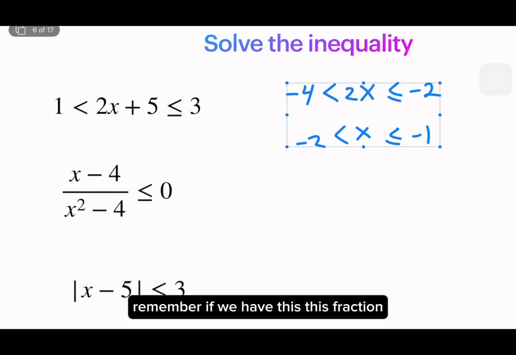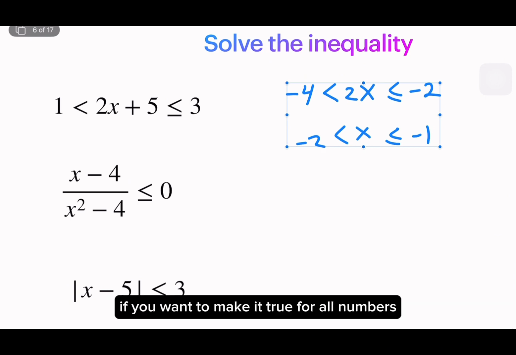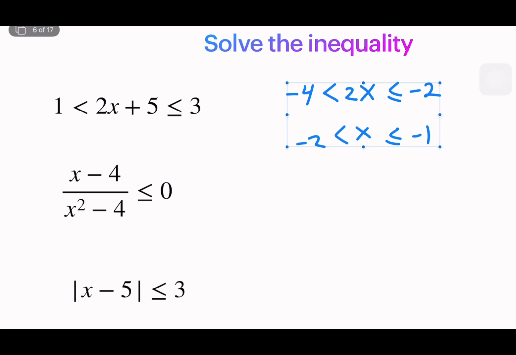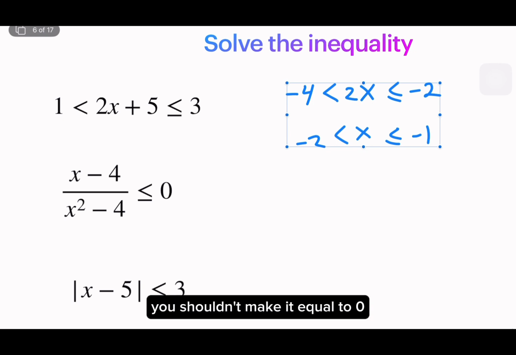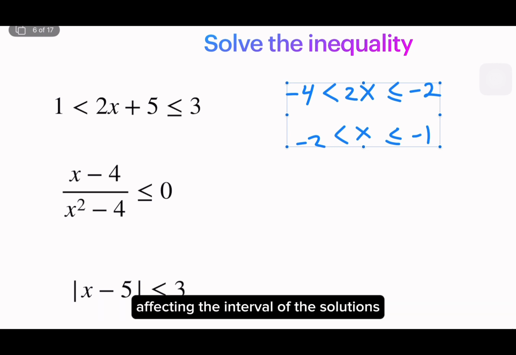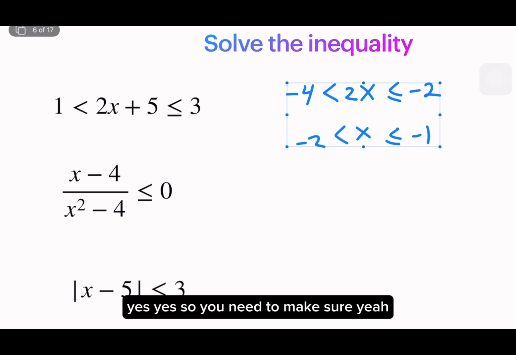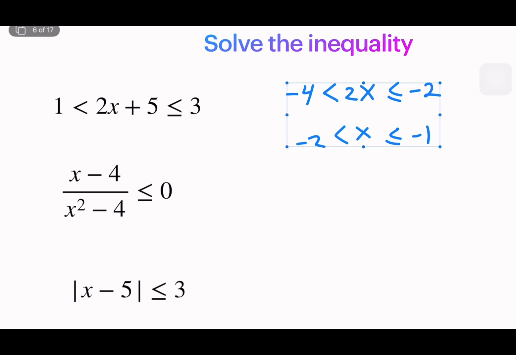Remember, if we have these fractions, the one in the bottom, if you want to make it true for all numbers, you shouldn't make it equal to 0, right? Yes. So there's a restriction, which actually affects the interval of the solutions. So you need to make sure to observe that.